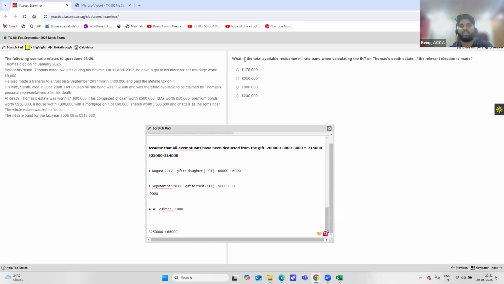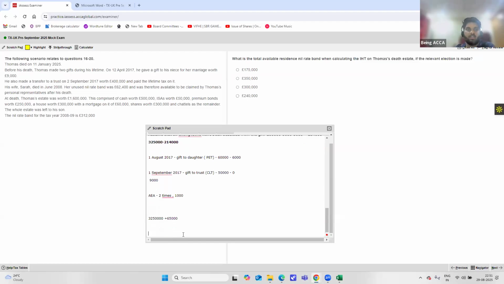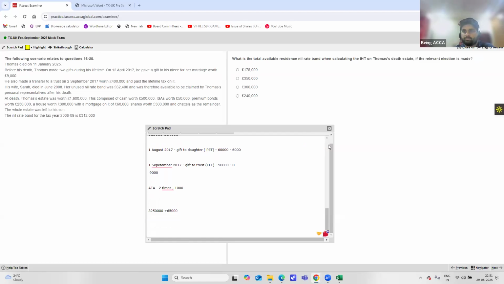Yes. Now let's move on to the next question. What is the total available residence nil rate band when calculating the IHT on Thomas's death estate if the relevant election is made? Here, if they say there's a possibility to make a relevant election, what is the relevant election that can be made? You can see the spouse died, and they had a main residence. So that means the residence nil rate band could be transferred from the spouse as well. So it will be 175,000 plus your unused would be 175,000, which gives you a total of 350,000.